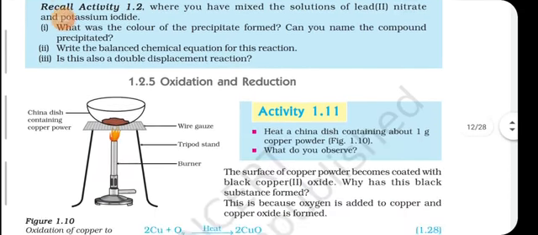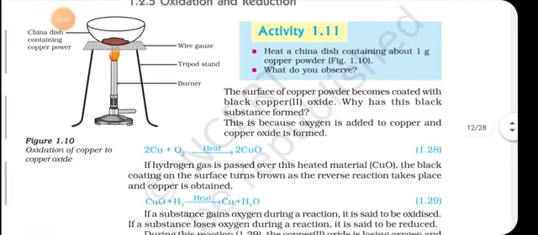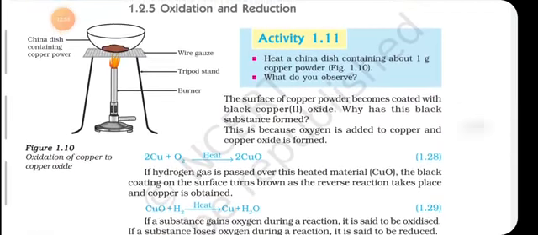Let us move on to the very first topic, that is oxidation and reduction. From the name itself, it suggests that oxidation means adding of oxygen. Here the word oxidation means the adding of oxygen. Let us have a look at this.